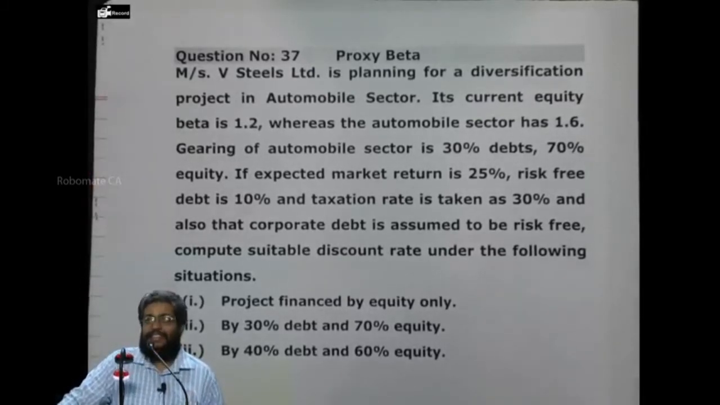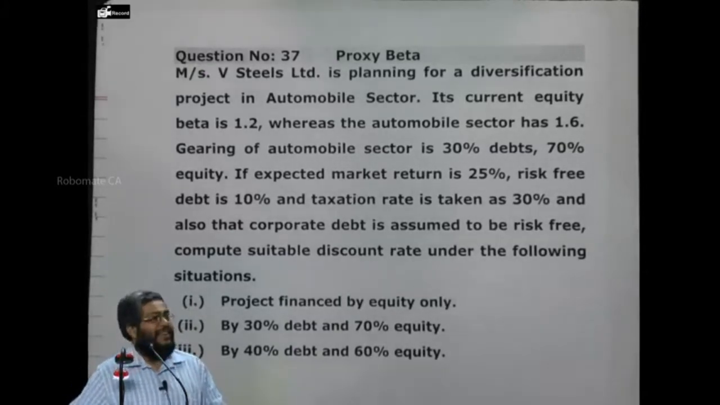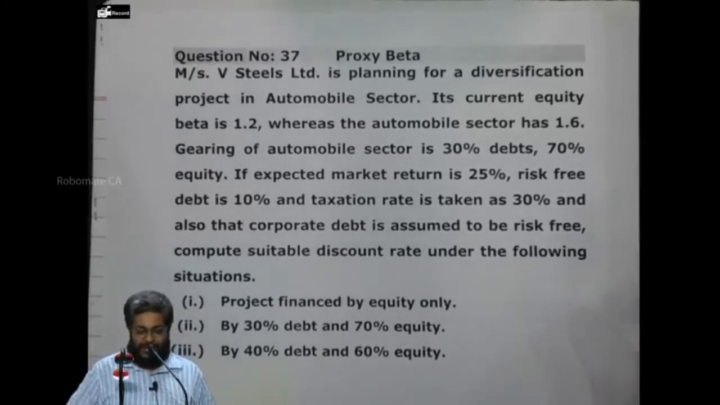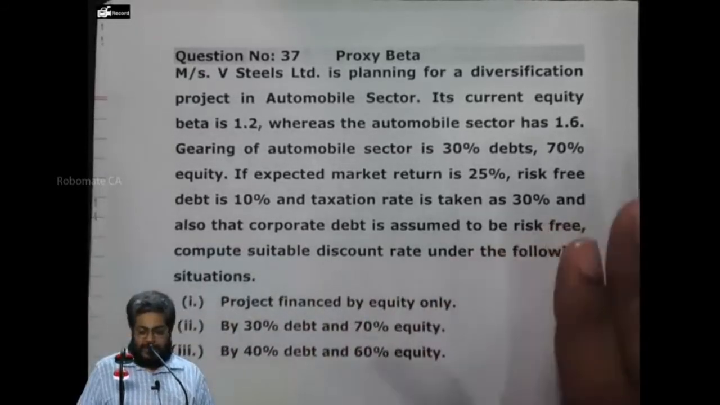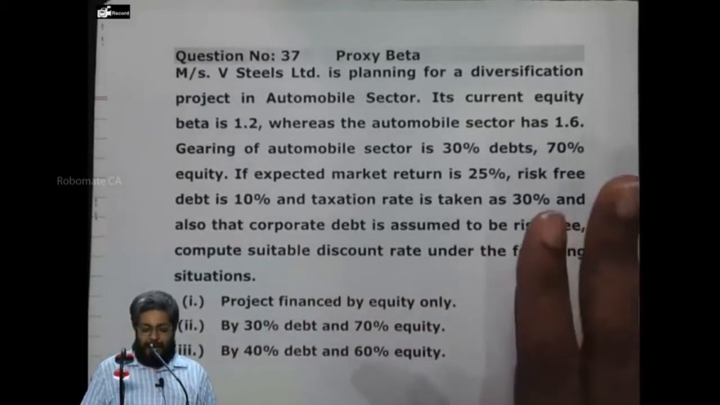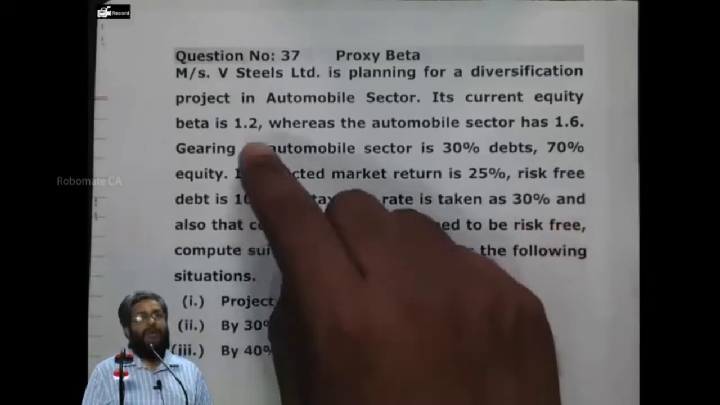Name here, it is in steel. Tata Steel is doing what business? Steel business. Now, V Steels is in which business? Steel business. It wants to diversify into what sector? Automobile sector. Now, the current beta of this V Steels is 1.2.